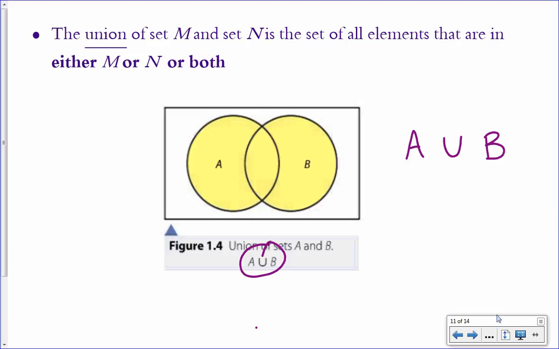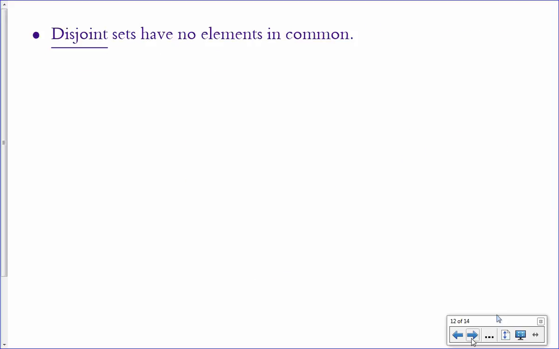So a union just brings it all to the table. And of course, we're only talking about A and B. We're not talking about the stuff outside of A and B. So the union involves everything in A and everything in B, whereas the intersection only involves the stuff they have in common. The definition of the word disjoint would be sets that have no elements in common.